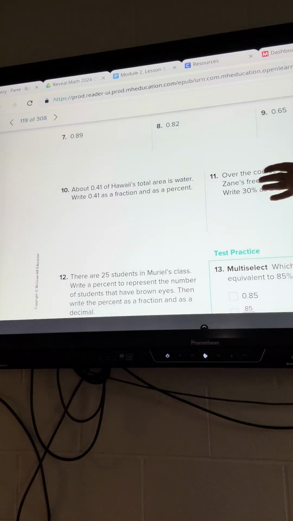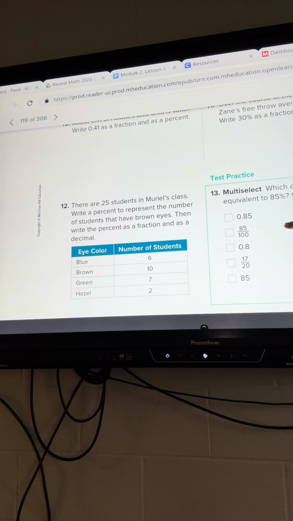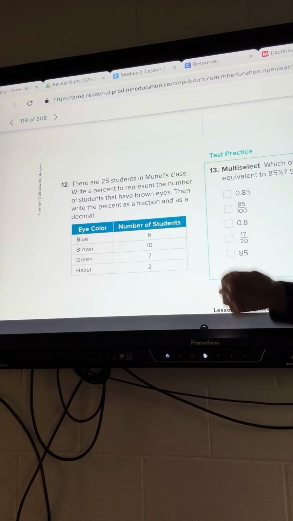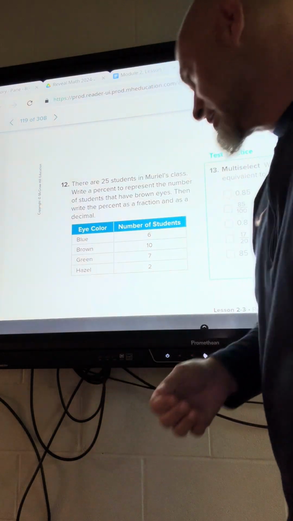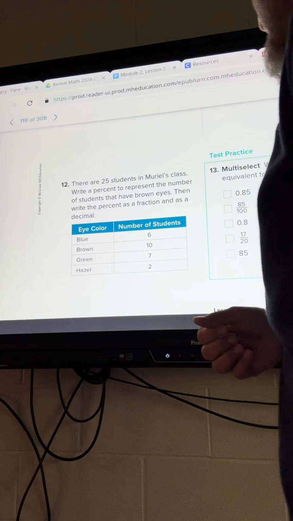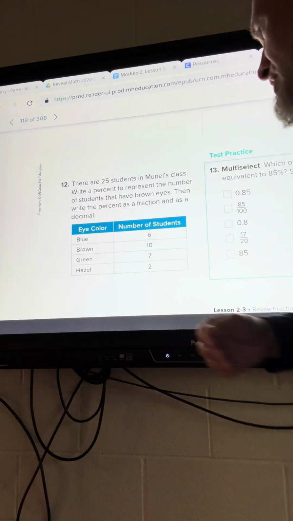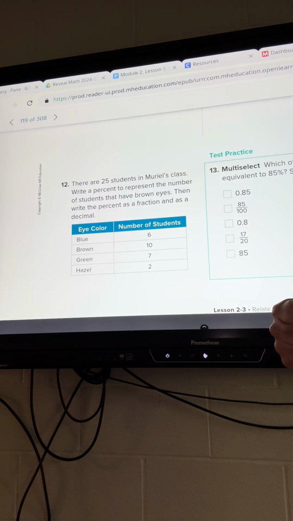And then the rest of the homework, you're basically writing things as fractions and percents. I'm not going to go through everything here because, again, you just have to read the problem and take the numbers out and you should be fine. There are 25 students in Muriel's class. Write a percent to represent the number of students that have brown eyes. Then write the percent as a fraction and as a decimal.